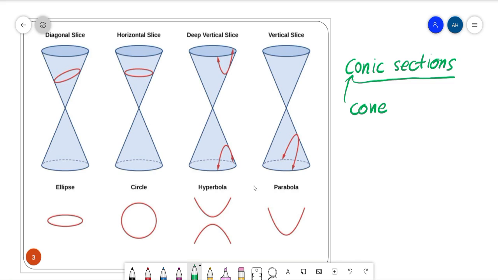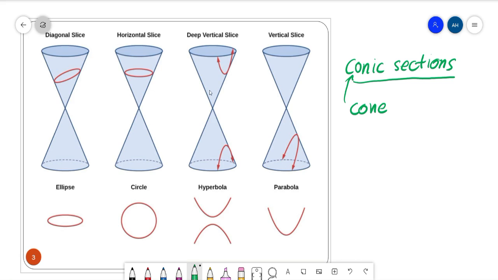Now, for the third type of conic section, we call a hyperbola. In this case, we need two cones arranged in such a manner: one is facing up like this, and the other one is facing down. Now we do the cutting vertically, through the first cone and also the second cone.